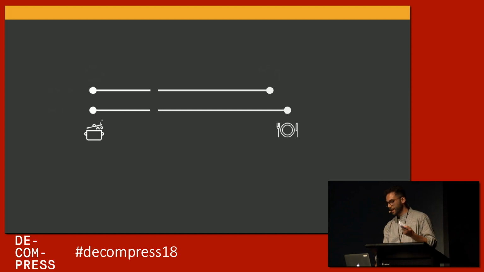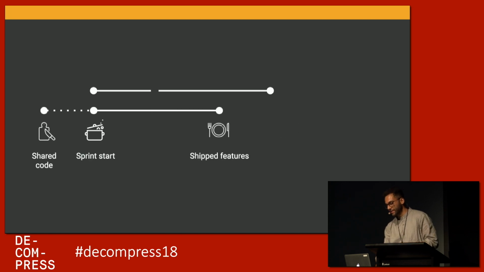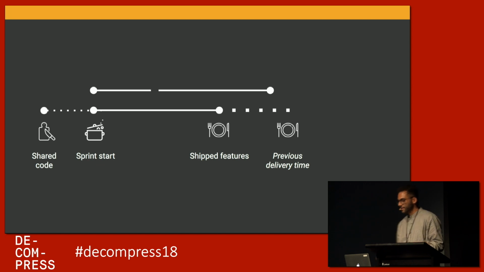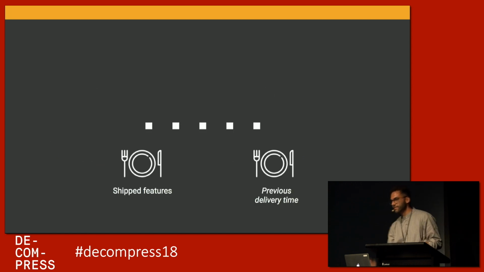Then there's no reason why we can't do that work ahead of time, or if we've done it in that first dish, we've already got it, move that into the mise en place, into the shared code, to the pattern library, and we've effectively moved that ship date back. So there's now a delta between that previous delivery time and the shipped features, and that's what we're looking at with this dotted line. So that's time that you've saved.